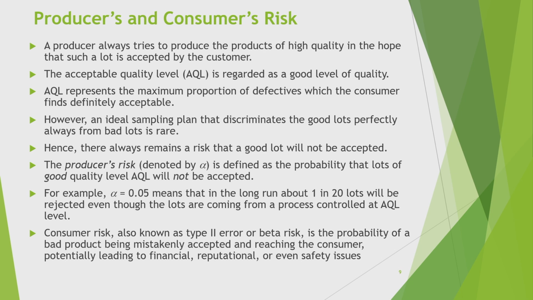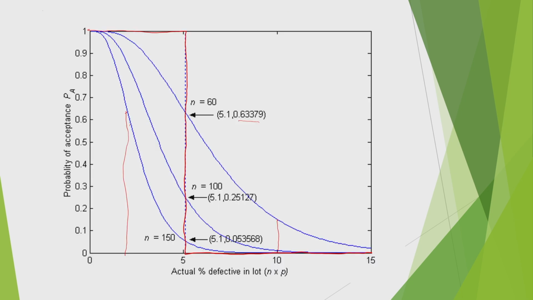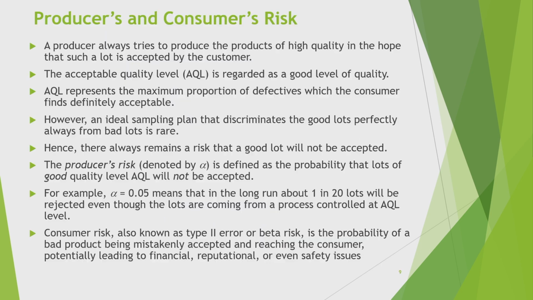However, an ideal sampling plan that discriminates good lots perfectly from bad lots is rare, because that type of thing you cannot make, as I said, with this type of curve. Suppose the acceptable quality level is 5.1%. Then before 5.1 you should have probability of acceptance 1, and after that it is 0. This type of thing is simply not possible. So what do we do? Hence there always remains a risk that a good lot will not be accepted.